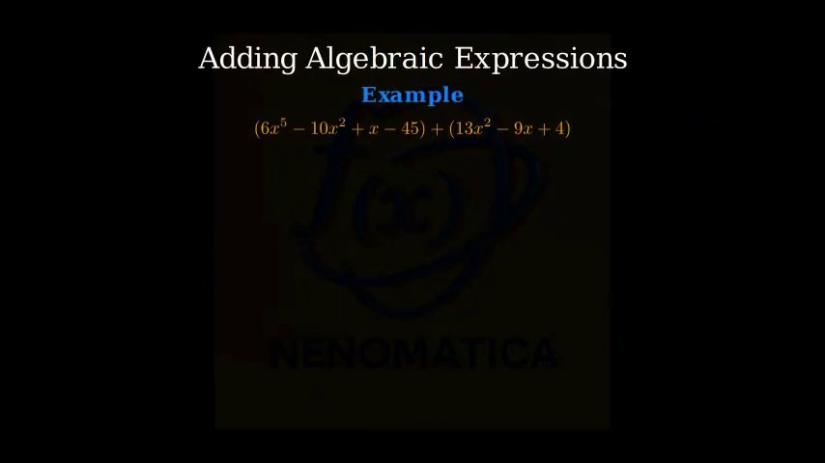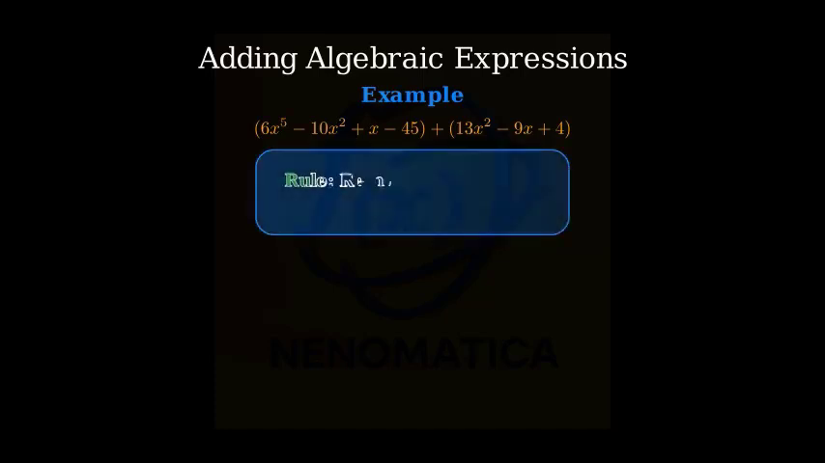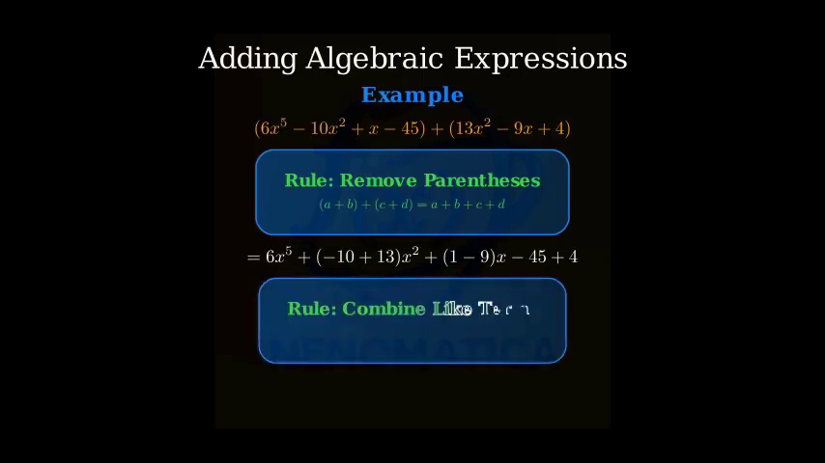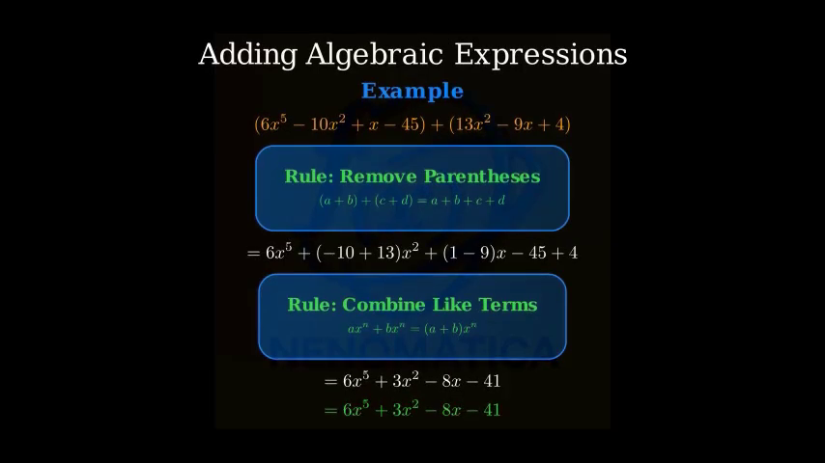We need to find the sum of the following expressions. To add these expressions, we'll first remove the parentheses and then combine like terms. Let's start by removing the parentheses. Now, let's combine the like terms. For the x squared terms, negative 10 plus 13 equals positive 3. For the x terms, 1 minus 9 equals negative 8. And for the constant terms, negative 45 plus 4 equals negative 41.